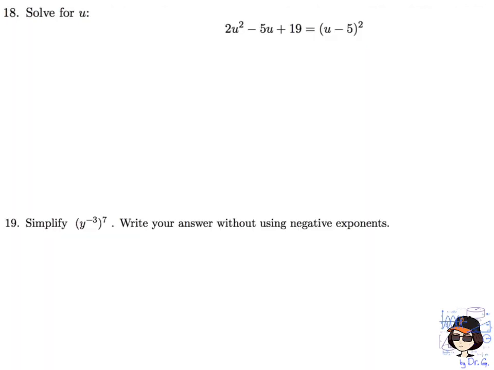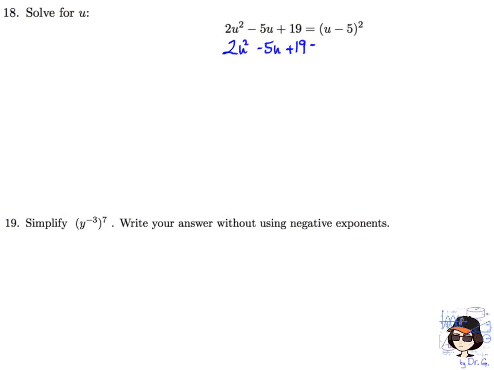All right, let's go to number 18. 18 says solve for u, and it says 2u squared minus 5u plus 19 equals u minus 5 squared. So this is a quadratic, but it's not simplified. And in order to solve it, we need to have a 0 on one side and get everything else on the other side and combine all our like terms. Well, in order to combine any like terms, we have to square out that u minus 5 squared on the right-hand side. So let's do that.